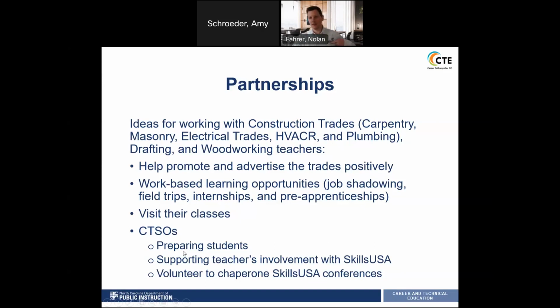CTSOs, you can see my SkillsUSA shirt right here. We have a great career and technical student organization that really aligns with our trades and our courses, through academics and skills, of course, preparing them. So it's supporting teachers' involvement with that. There's a lot of opportunities to be involved and to help the teachers as well.